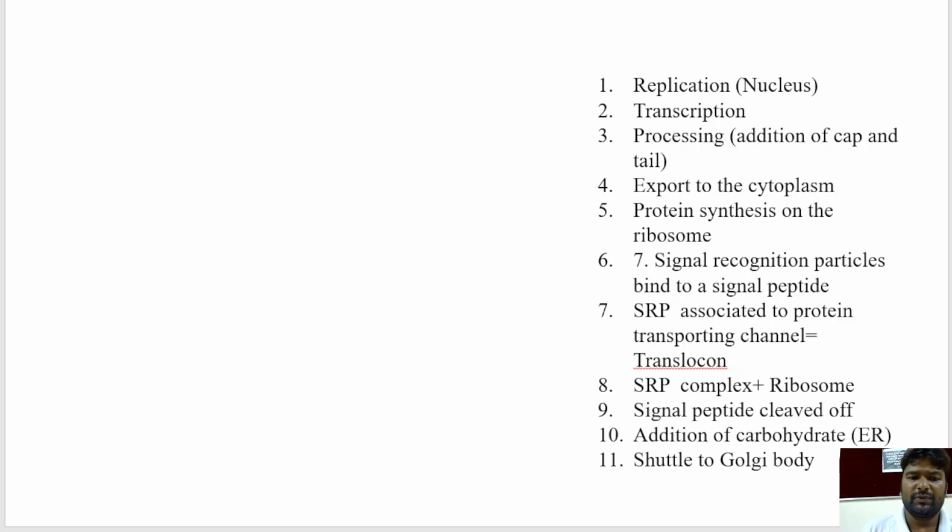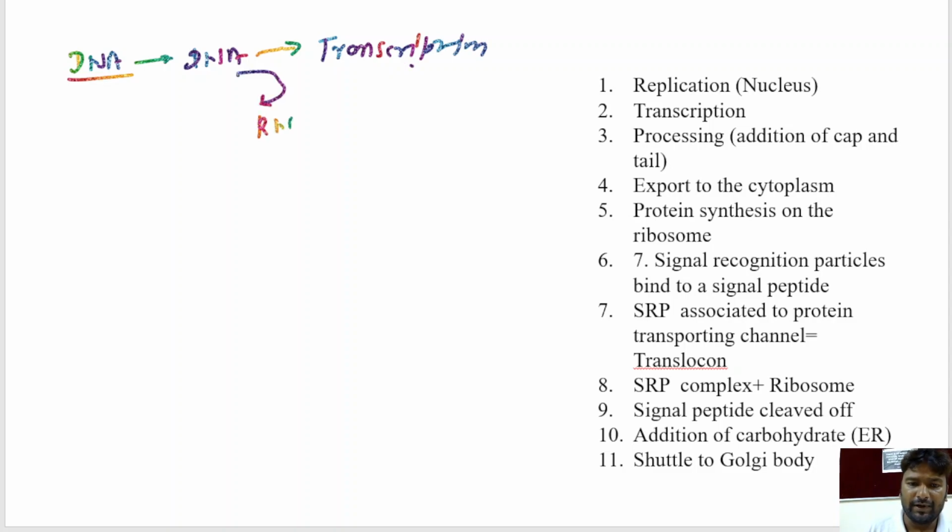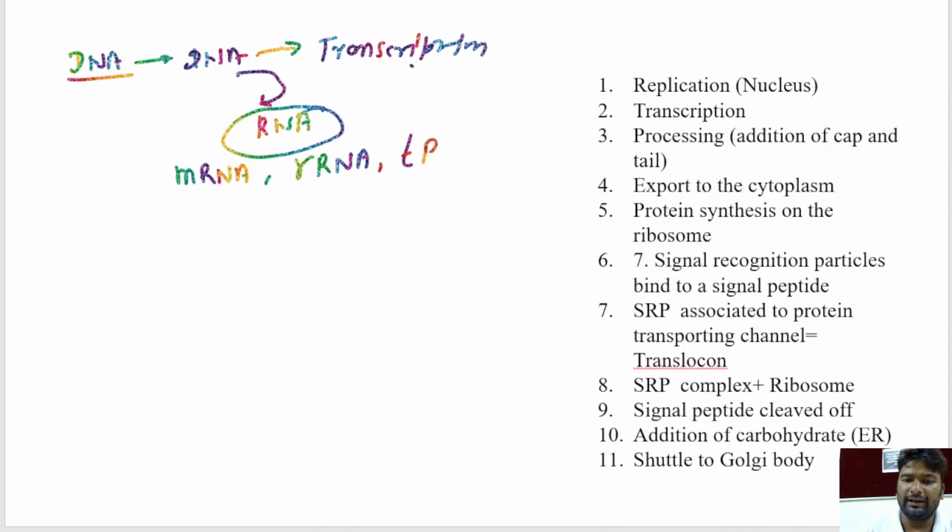So you know that the first process is replication, which occurs in the nucleus, where DNA forms DNA. Then there will be a transcription process, where DNA is used to synthesize RNA. And different types of RNA like mRNA, rRNA, tRNA, that is messenger RNA, ribosomal RNA and transfer RNA, are synthesized in the nucleus.